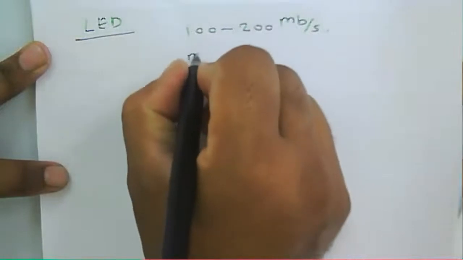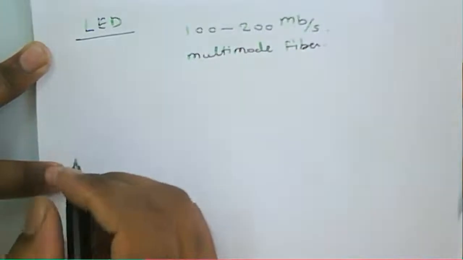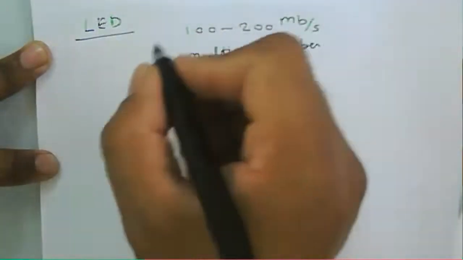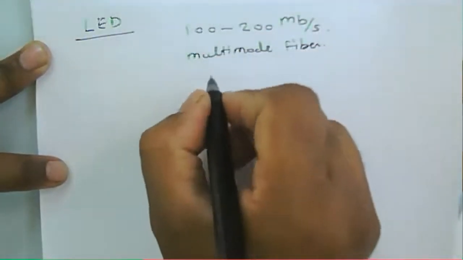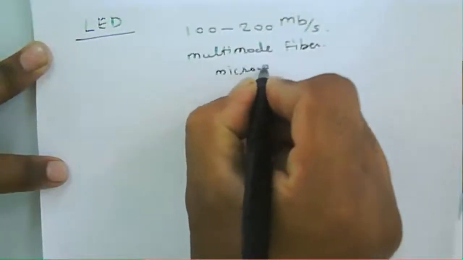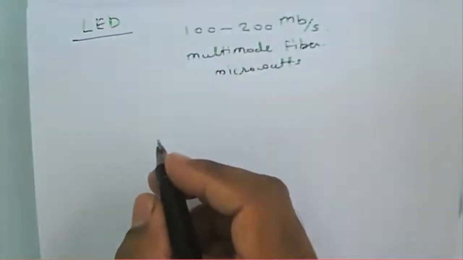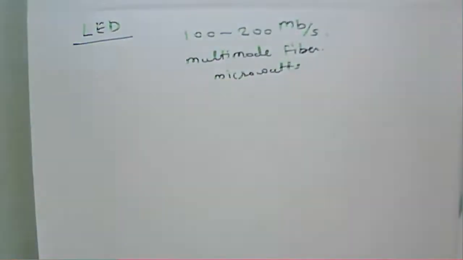For that data rate, we say that we can use a multi-mode fiber. And the optical power given by this light emitting diode is in a few microwatts. You can say that your power will be a few microwatts there. So that's why this light emitting diode is used in most of the applications. And now I'll show you the structure of a light emitting diode, how the structure will be. That we'll see now.